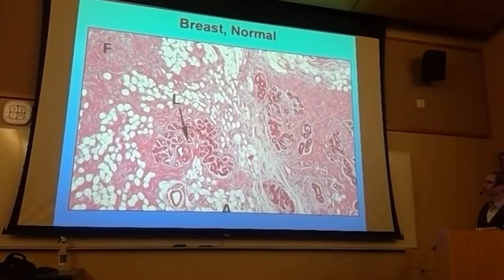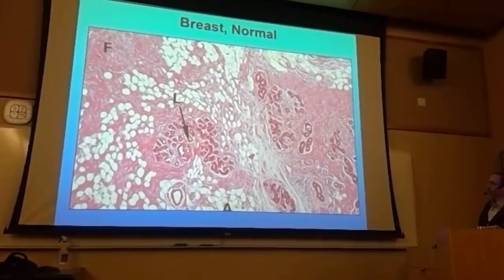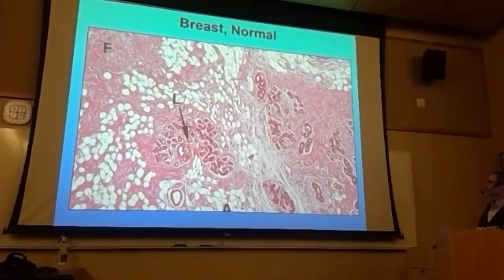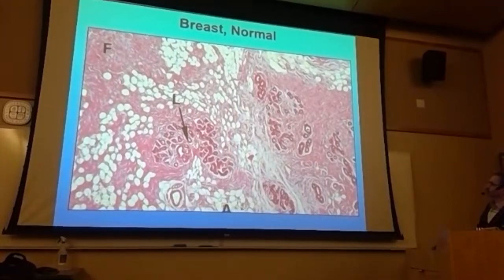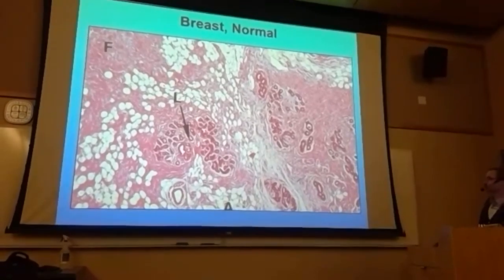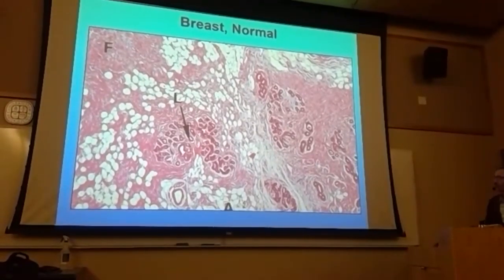You can see there are three primary tissue components that you find in the breast. You find, of course, lots of glands here. These are milk-producing glands you see in here. You also see some fibrous tissue, and you see some adipose tissue here. So these three major components are typically found in the breast: glandular tissue, fibrous tissue, and adipose tissue.